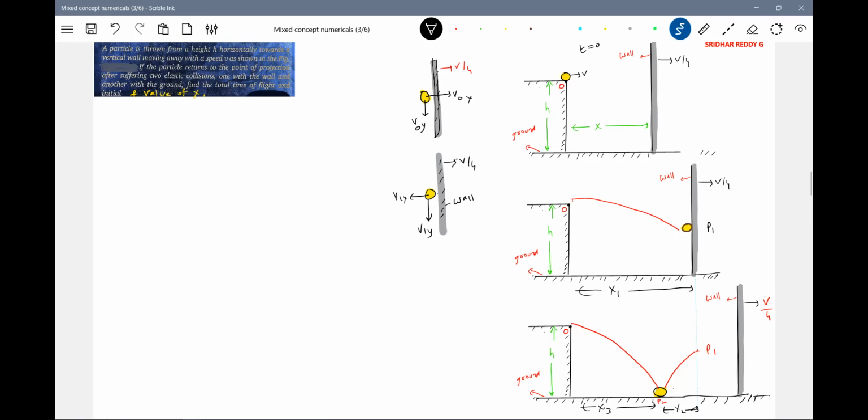Since the collision is elastic, I'll apply the coefficient of restitution formula. V by 4 minus (minus V1x) is equal to V minus (minus V by 4). Since the collision is elastic, V by 4 plus V1x equals 3V by 4. So V1x equals V by 2. The y component of velocity will not change due to collision.